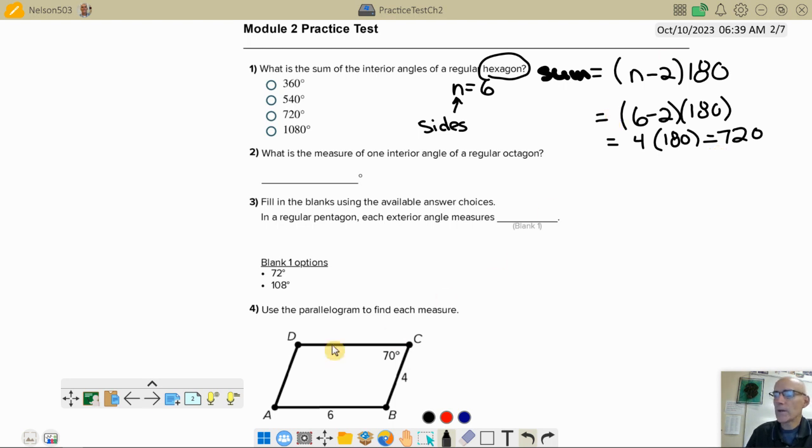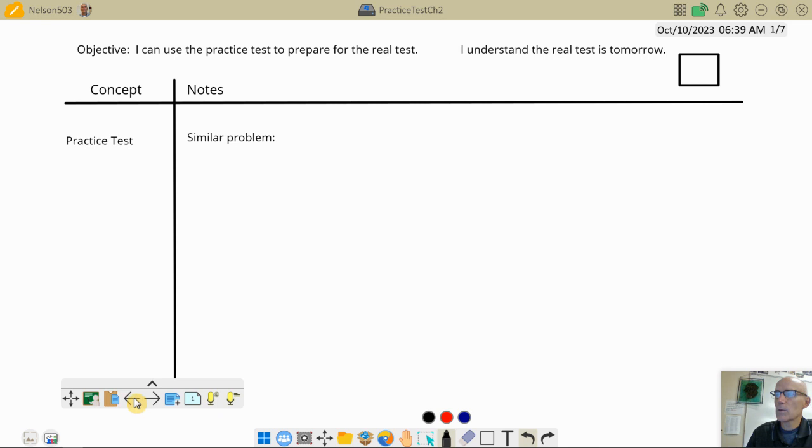So if that makes you nervous, then for your similar problems, maybe you want to try a 10-sided figure. What if you had a 10-gon, right? And then you go, 10 minus 2 times 180. Sorry about the messy 8 there. And you get 8 times 180, and you figure out what that number is. And you practice a couple, right? All right, so let's go back to our practice test.